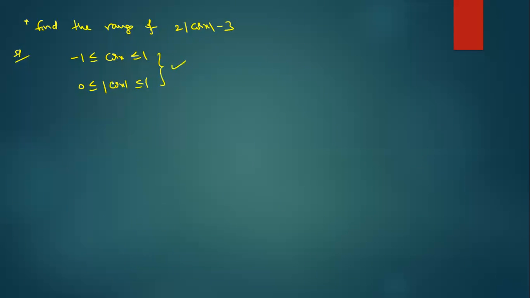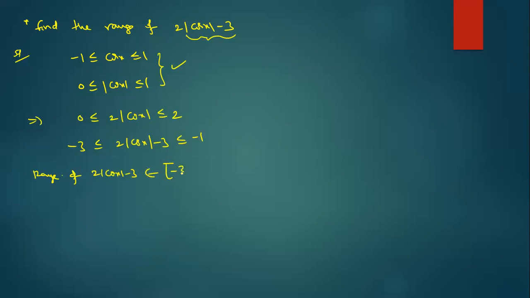Now come to the question. Multiply with 2 on both sides, so 2 into mod cos x. Again, what to do? Adding minus 3. So what is the range? Range of 2 mod cos x minus 3 belongs to minus 3 to minus 1. How do you know? Please verify.